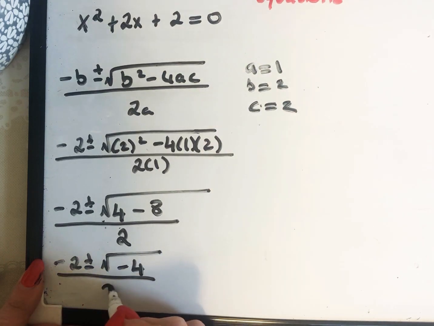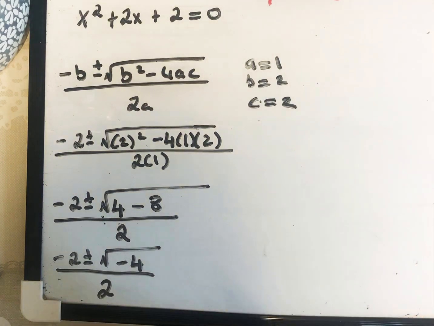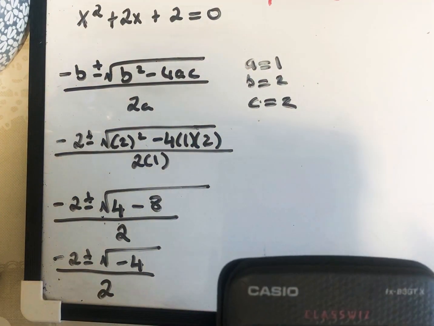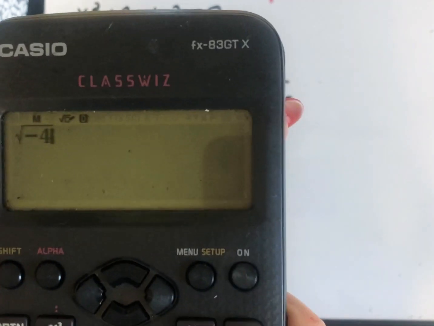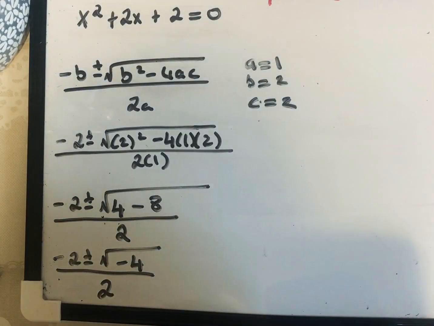Now up to this point, before you would have studied complex numbers, if you had a negative in your square root, you always knew you went wrong, because if you type in, for example, negative root 4 into your calculator, what will come up will be an error. So you can see here, a math error. So you would have thought that was wrong.